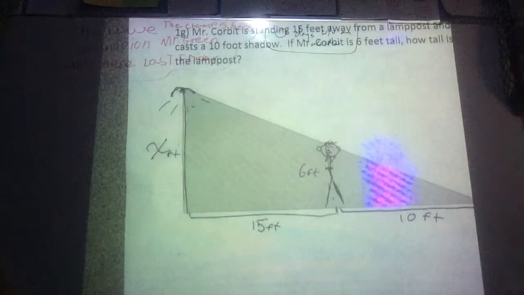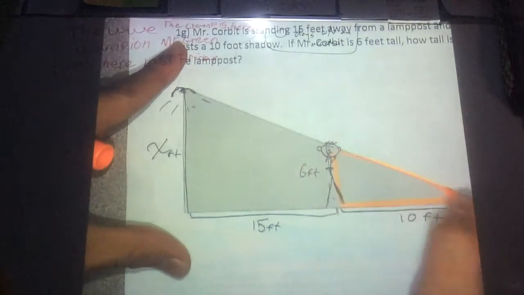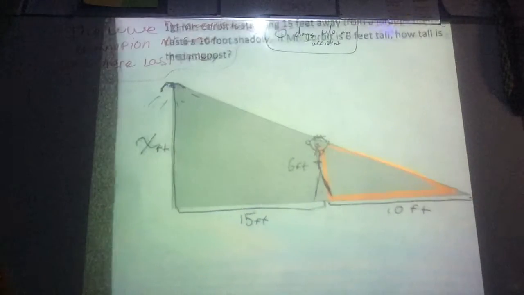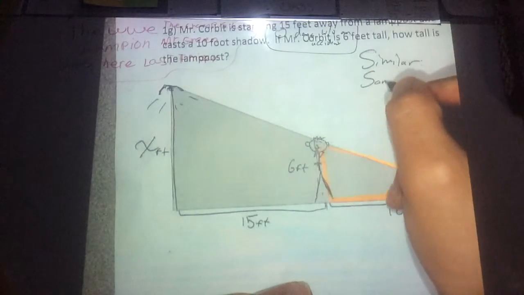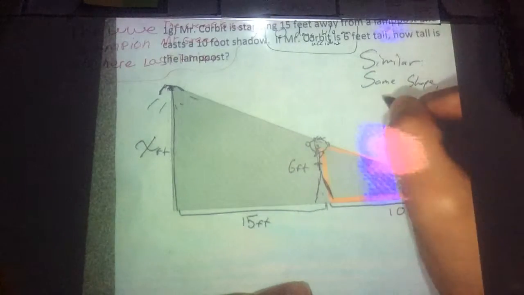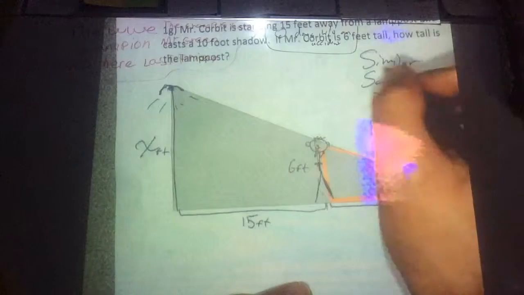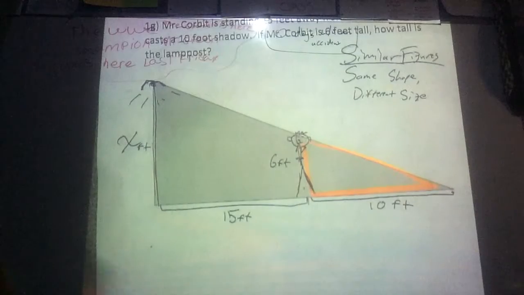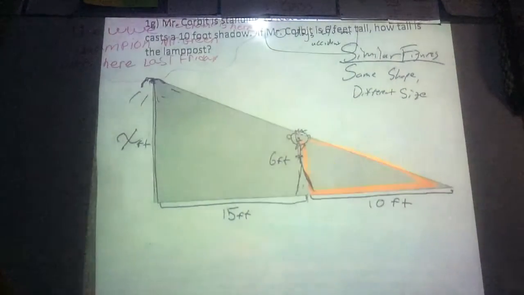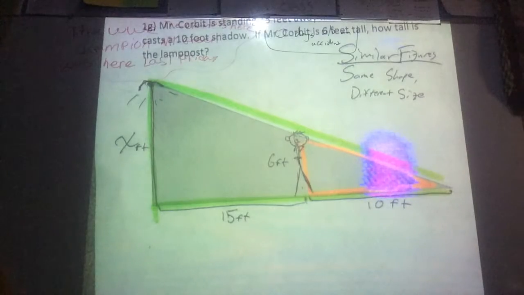Now, the way that we're going to do this is there are two triangles. There's one triangle here, and these are similar triangles. Similar, meaning same shape, but different sides. Similar figures are same shape, different sides. So there's one triangle here, and then the bigger triangle is all the way here. It's all of this. And so we can compare these two triangles.